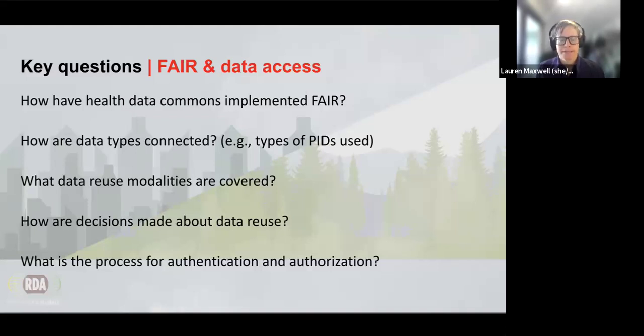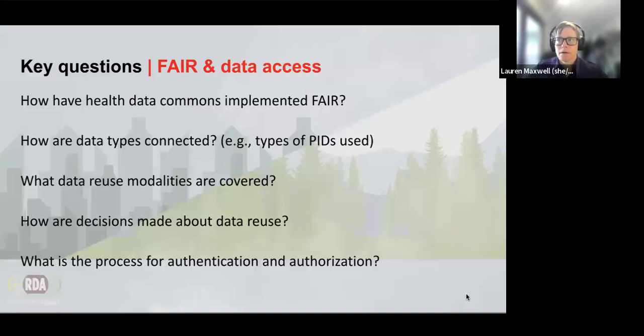is omics data connected to clinical data, connected to research data, and then what data reuse modalities are covered by these commons? So how can the data be reused by folks who are able to access the commons? What types of data governance systems are in place to make decisions about data reuse? And then what are the processes for authentication and authorization of users of the commons?